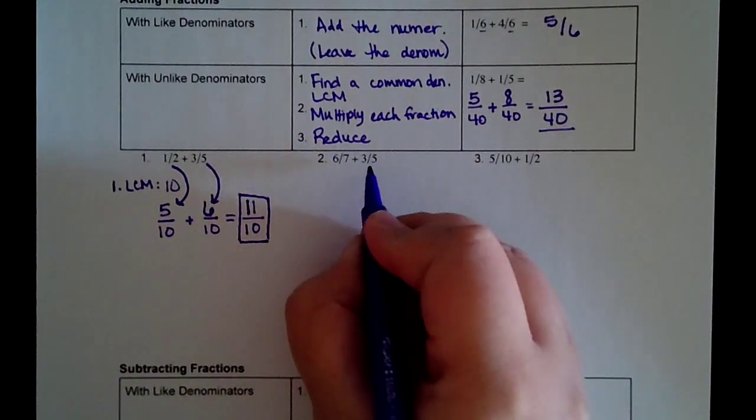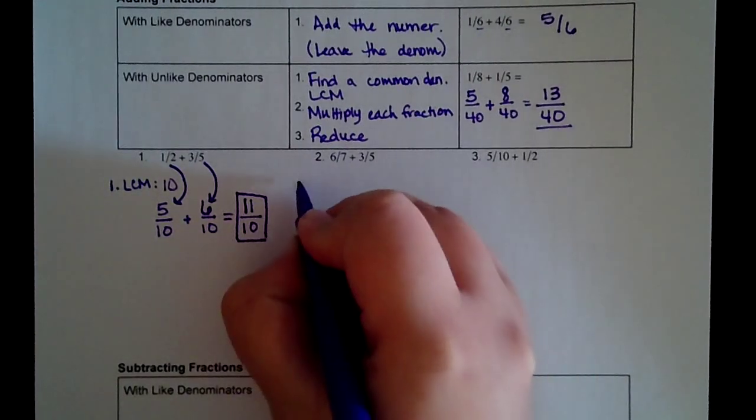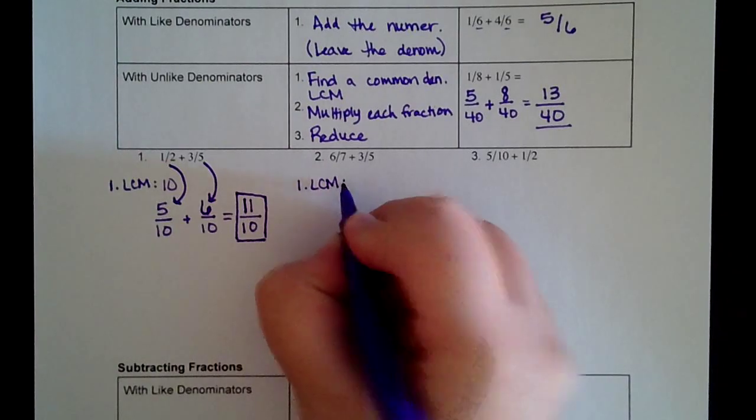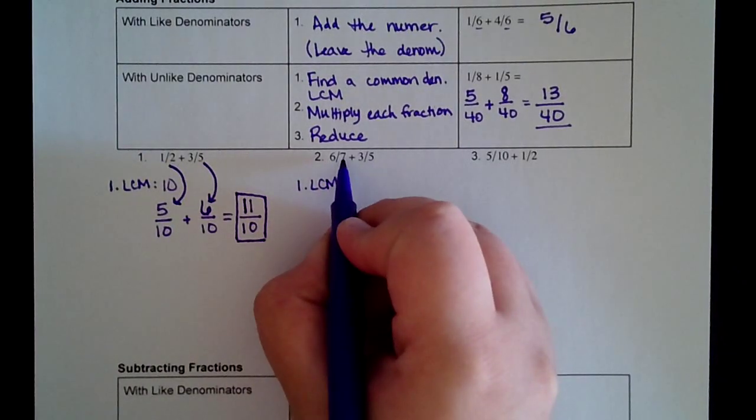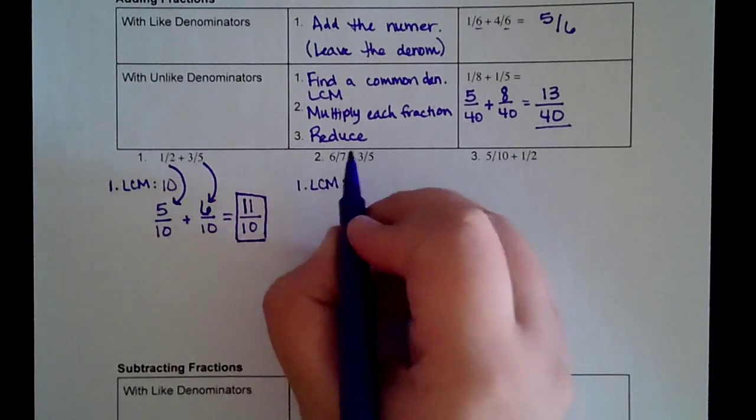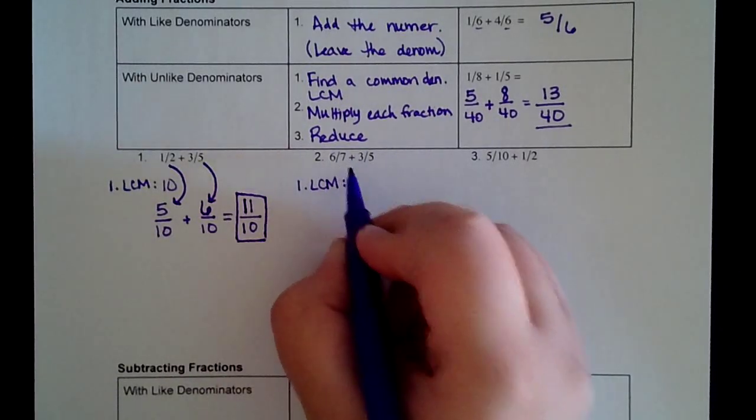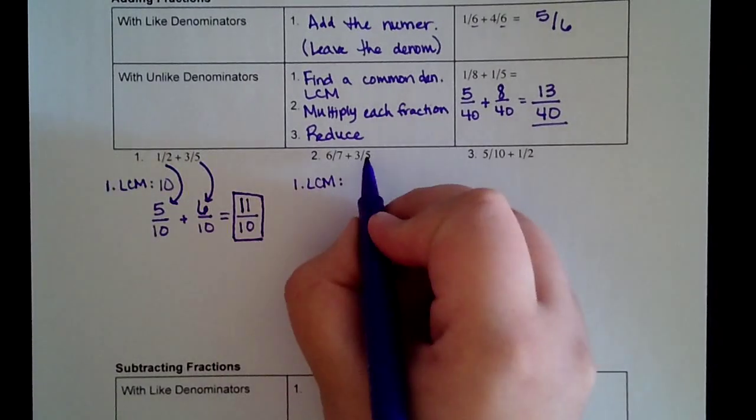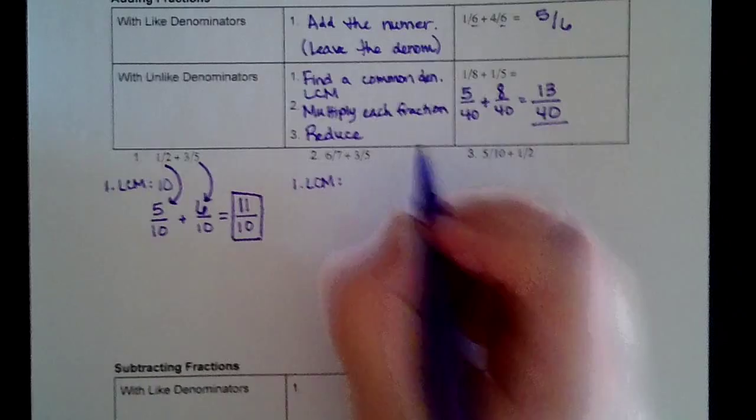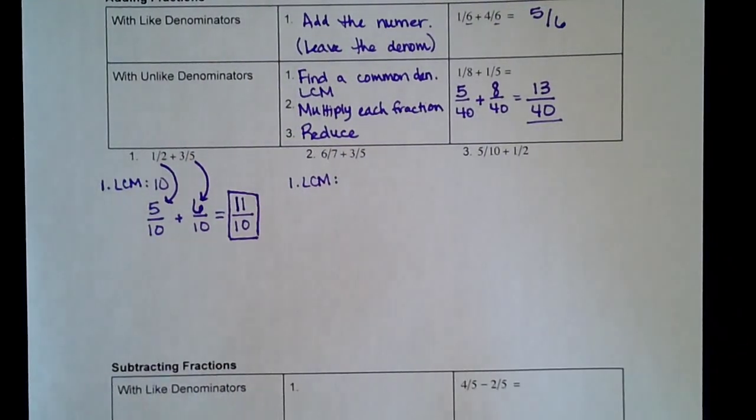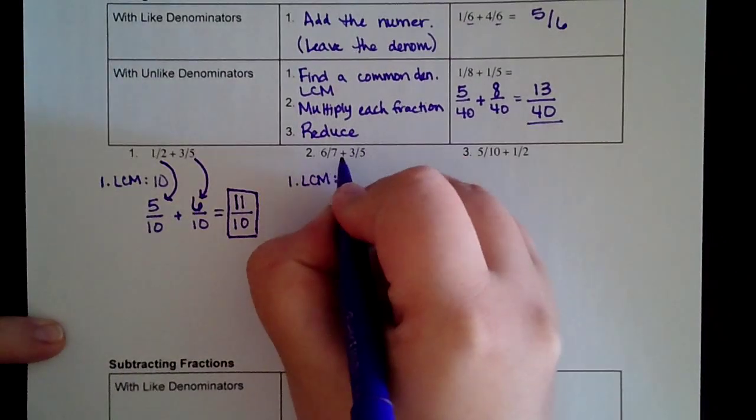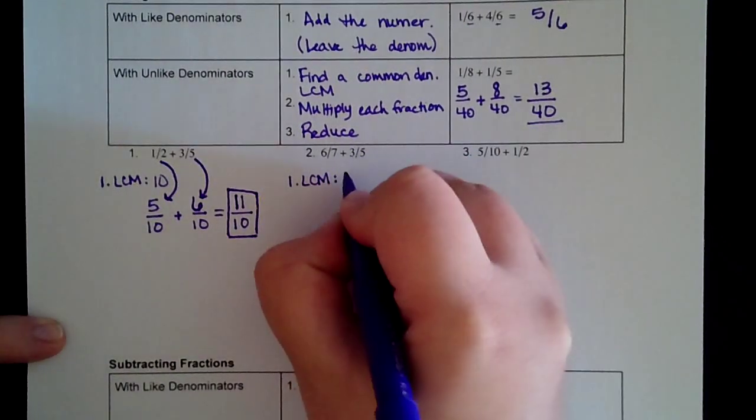This one also has those unlike denominators, so my first step is finding that least common multiple. If I do this, I go 7, 14, 21, 28, 35, and so on and so forth. And if you need to list those out, you can do that. With 5, I go 5, 10, 15, 20, 25, 30, 35. I stop here at that 35.